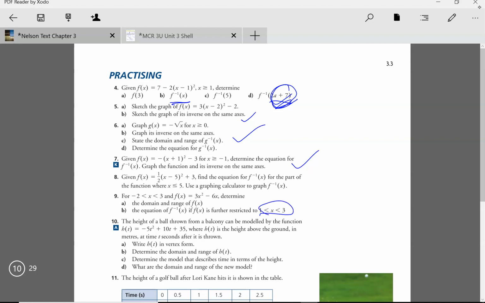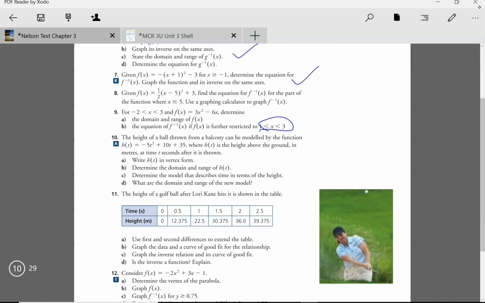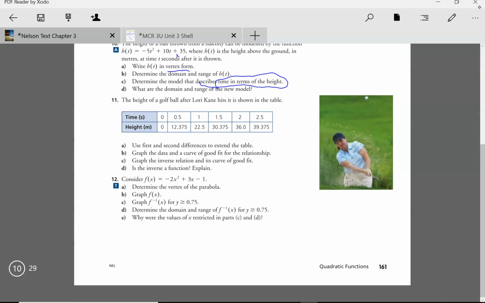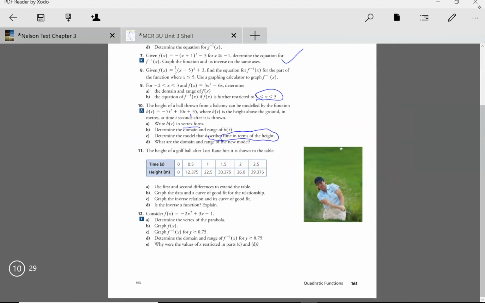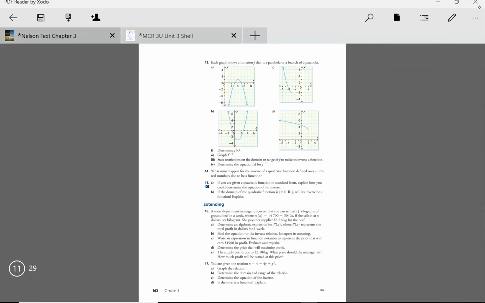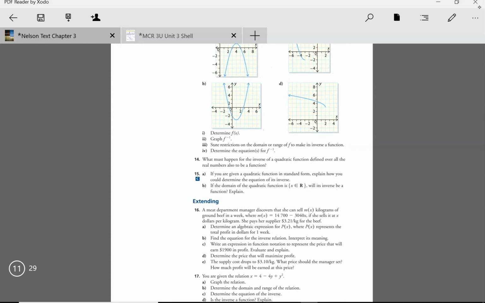Further restriction, restrict the domain. That describes times in terms of height. So this would be taking the inverse. So you're just going to take the inverse of that. Obviously, you'll have it in vertex form, so it's easy to take the inverse of. Just switch the variables. And yeah, I don't think there's any difficult questions here. I know I didn't really look at it at all.